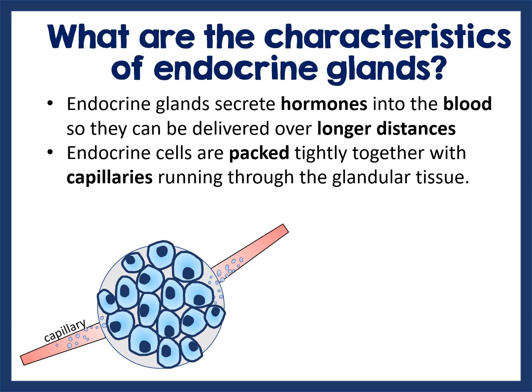Our endocrine glands are going to have specific characteristics. These glands secrete hormones directly into the blood. That way they can travel longer distances.